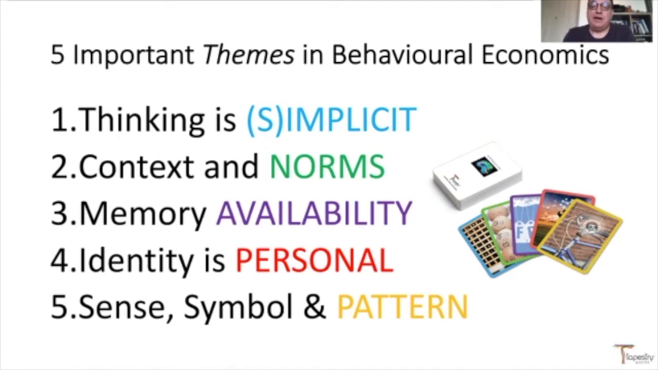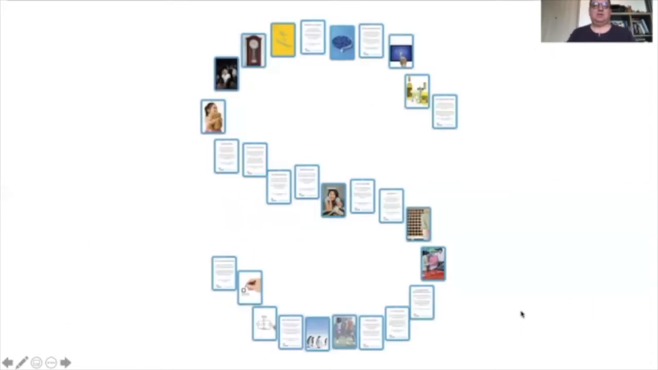The fact that the brain is a pattern recognition machine, and so a lot of what the brain is doing is processing sensory information, looking at the symbols in the world around it, and then making decisions about what they mean and what it should do next. So let's start with being simplicit.